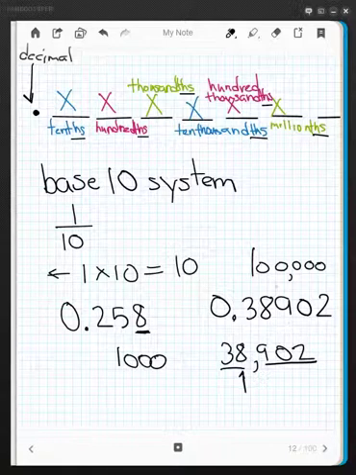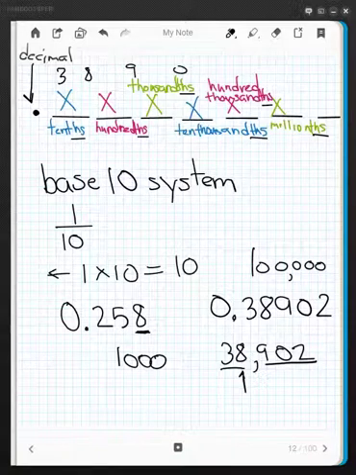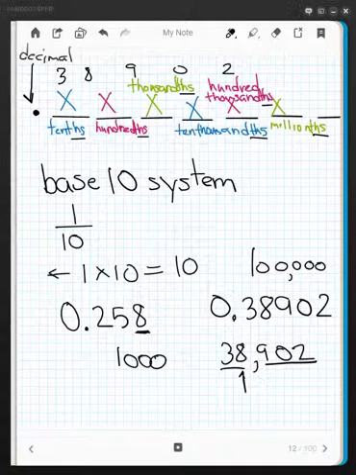But if you put the numbers up here, 38902, you'll see that occupies the hundred thousandths place, and that's the one we're going to read. But we have to read the number 38,902 hundred thousandths before we can say the entire number.